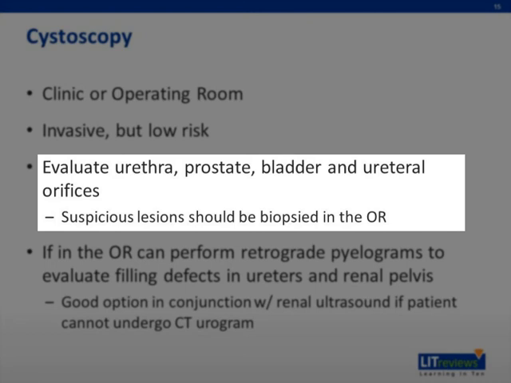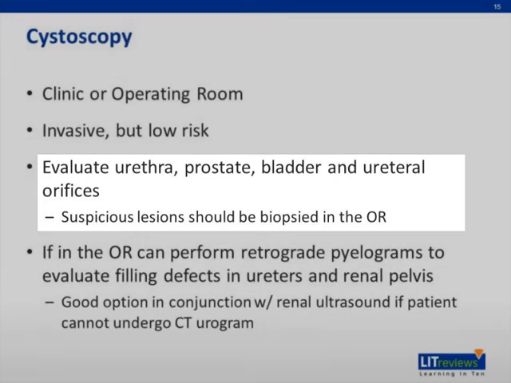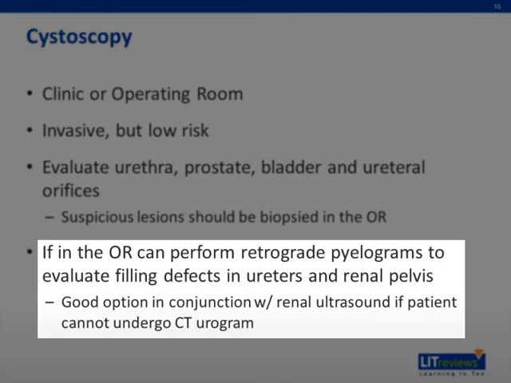If suspicious lesions are seen in office cystoscopy, then the patient will need to be taken to the OR for biopsy and transurethral resection. If in the operating room, the patient may undergo retrograde pyelograms to evaluate filling defects in the ureters or renal pelvis. This can be done if the patient did not undergo a CT urogram prior to biopsy.